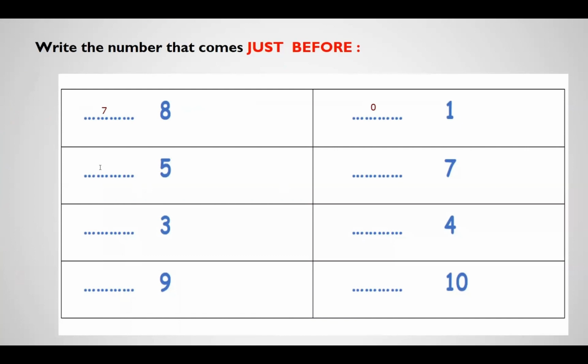Before 5, 4. Before 7, 6. Before 3, 2. Before 4, if I jump back, I'm going to find 3. Before number 9, we have 8. And before 10, we have 9. Okay, so this is just after and just before.